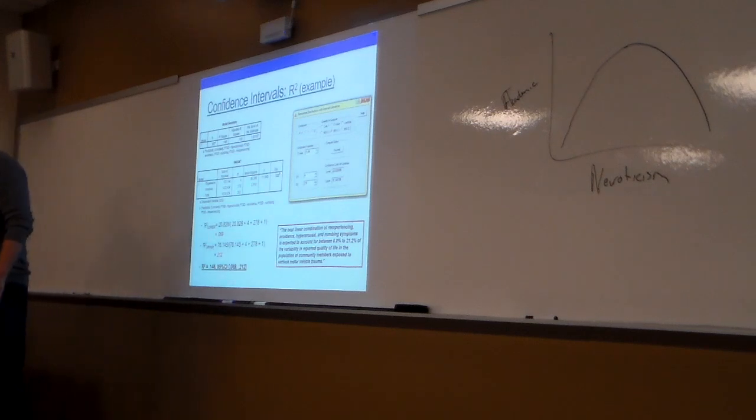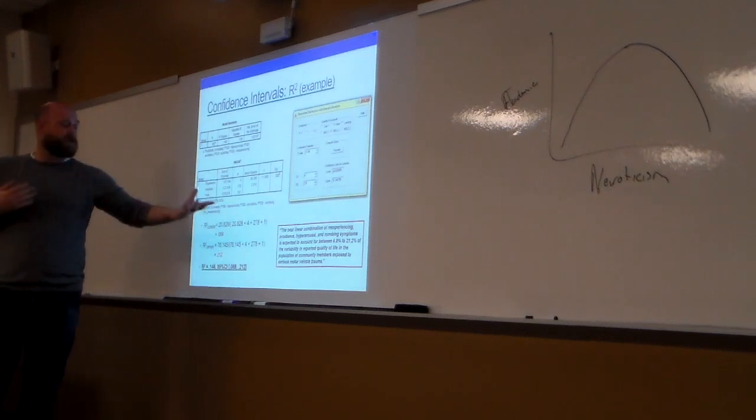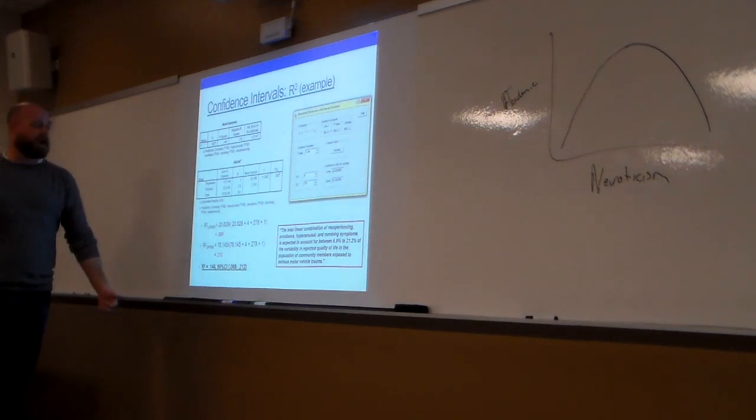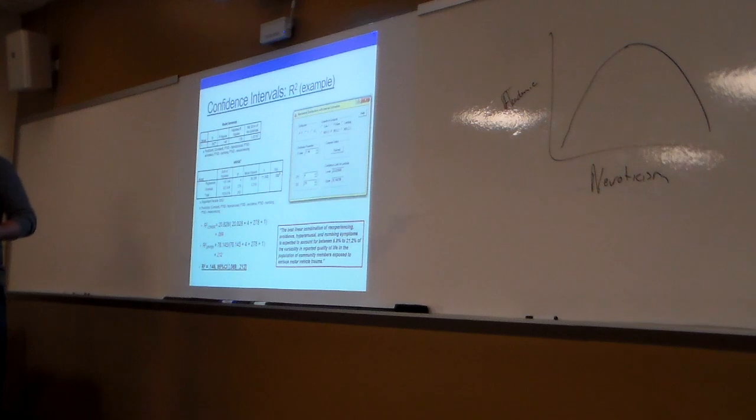Okay. And so just as an example of how we might interpret this, we might say the best linear combination of re-experiencing, avoidance, hyperarousal, and numbing symptoms is expected to account for between 6.9 and 21.2% of the variability in reported quality of life within a population of community members exposed to serious morbid trauma. Right? The interpretation is easy. You guys got this handled. It's the same general framework. We're just making adjustments to that.